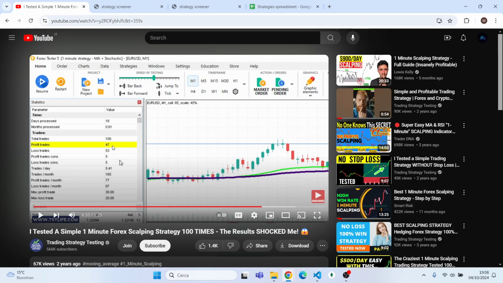But there is a problem. He backtested it only on 100 trades and on really old data. The data are of May of 2010, so the data are not recent.